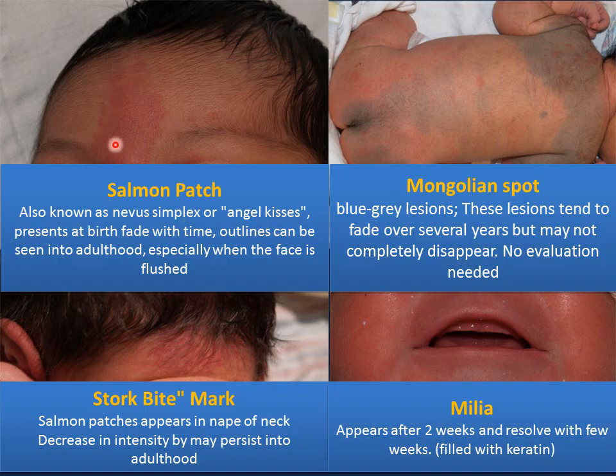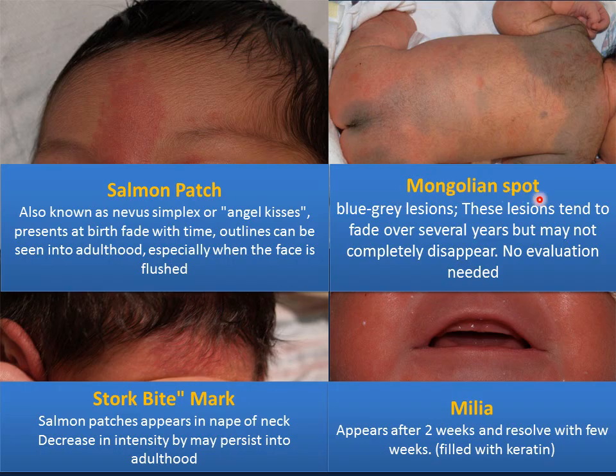Appears at birth and fades with time. Require reassurance. It may show the outline into adulthood when the person becomes nervous or the skin becomes flushed. The next one is a stork bite, similar to salmon patch, but appears in the nape of the neck as a pink patch and decreases in intensity with time, but may persist also into adulthood.